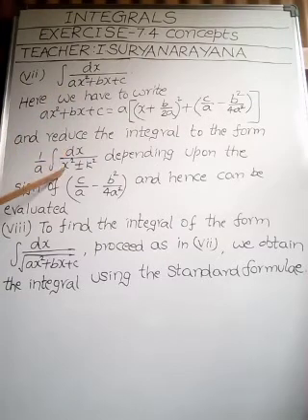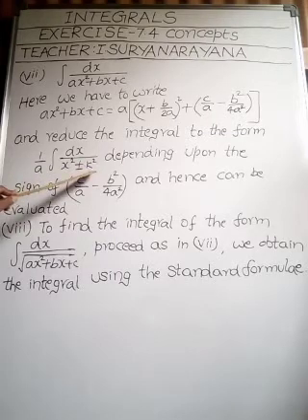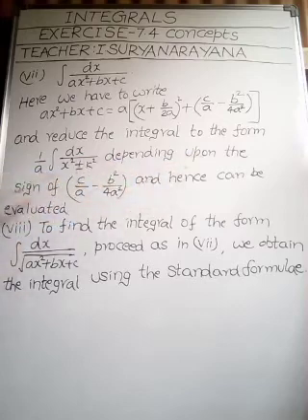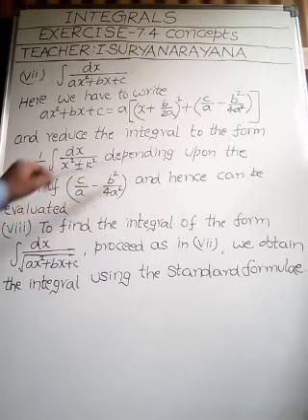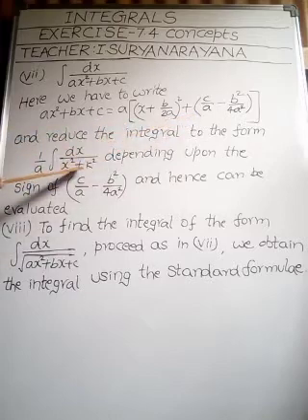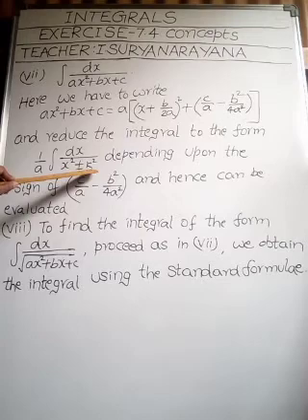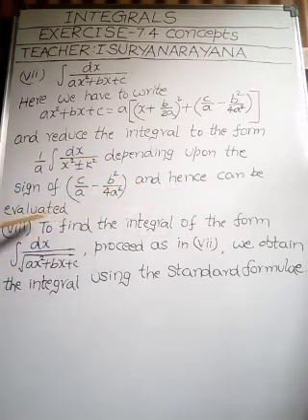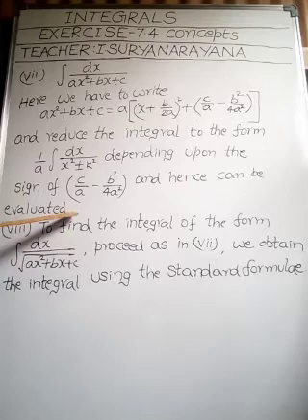Integral dx by x square plus or minus k square, depending upon the sign of c by a minus b square by 4a square. If plus is there, we write plus here. Here there is a minus, so we write x square minus some constant. Understood this point, my children? And hence it can be evaluated by using an appropriate integral formula. Understood this point, my children?